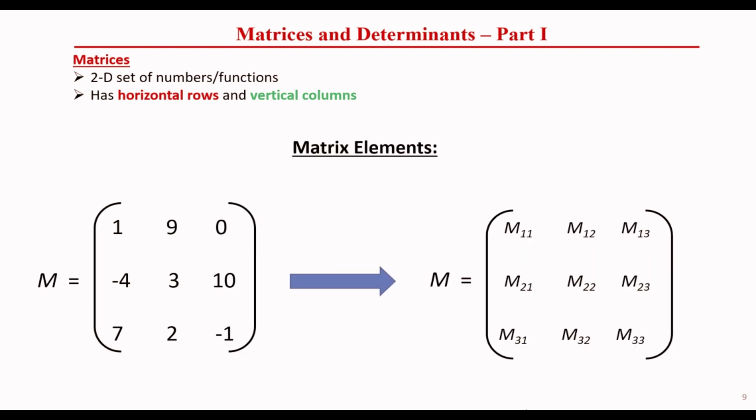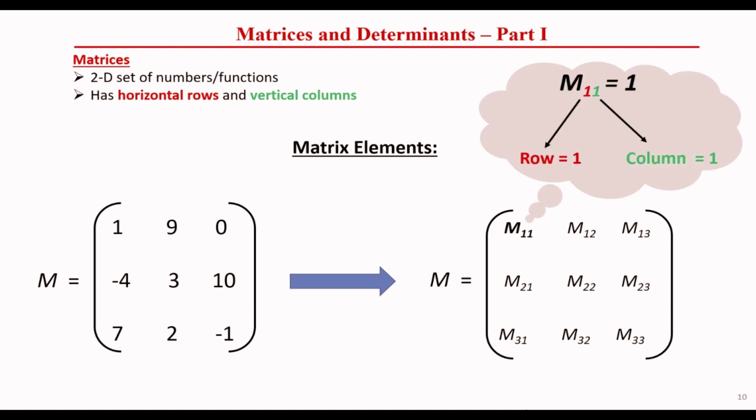And now let's see the matrix elements. Well, we already know now, matrix, it has numbers or functions. And for any given matrix M, the elements can be represented as shown on the bottom right. So element M sub 1 1, what it means? M sub 1 1, sub 1 means row 1 and next index is column 1. So it means M sub 1 1 is the element from row 1 and column 1.